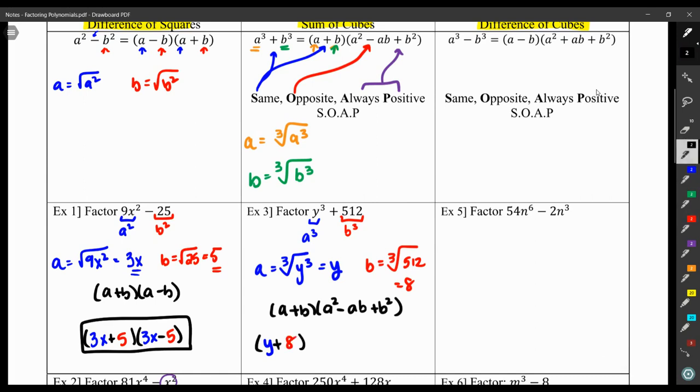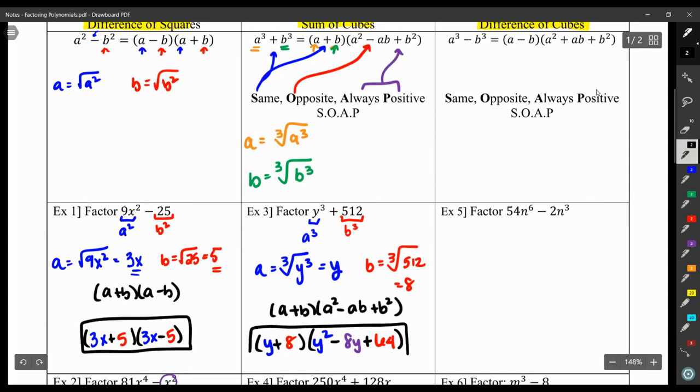The second factor takes first a squared. So y squared. Let me put some parentheses around here. Then the minus, and then a times b. So y times 8, which we can just write as 8y. Plus, then we take b and square it. 8 squared is equal to 64. And this is our factorization from sum of cubes. Find your a and your b value and then follow the pattern set up for sum of cubes.